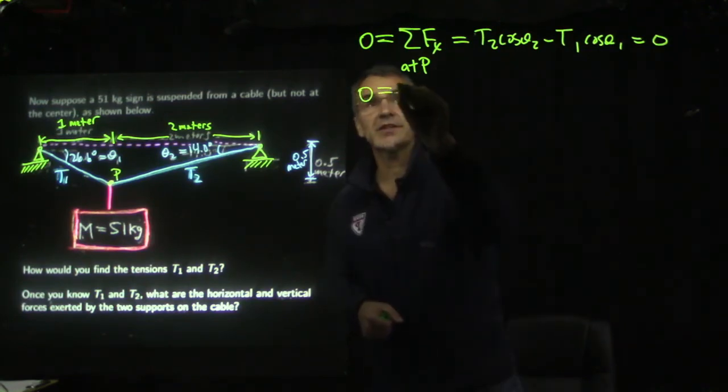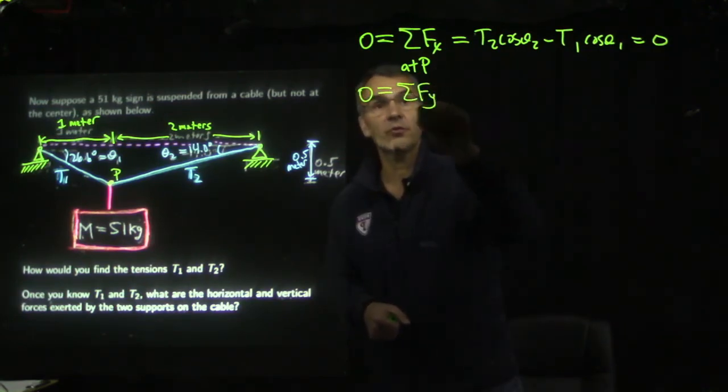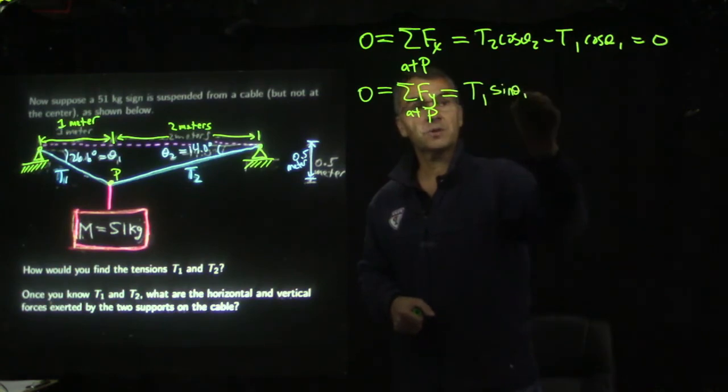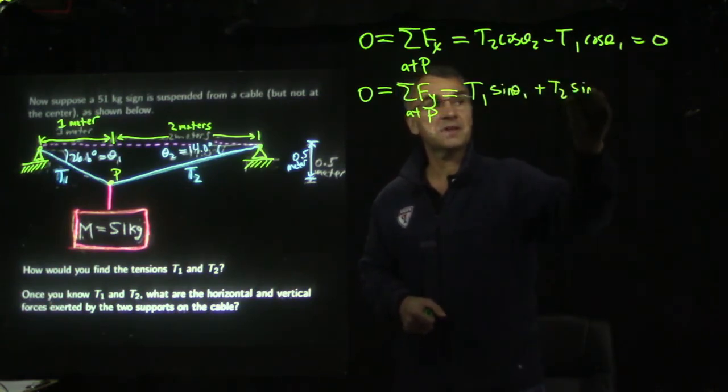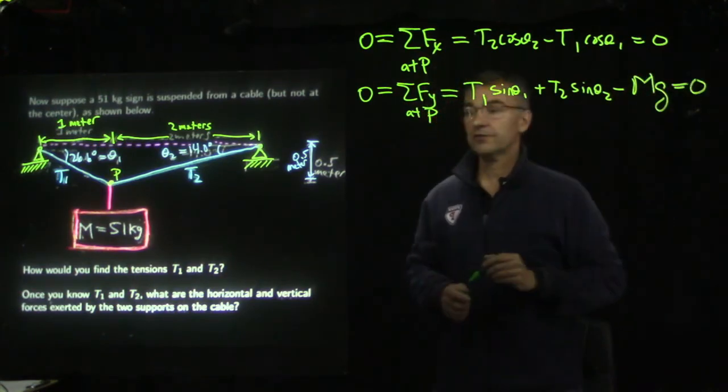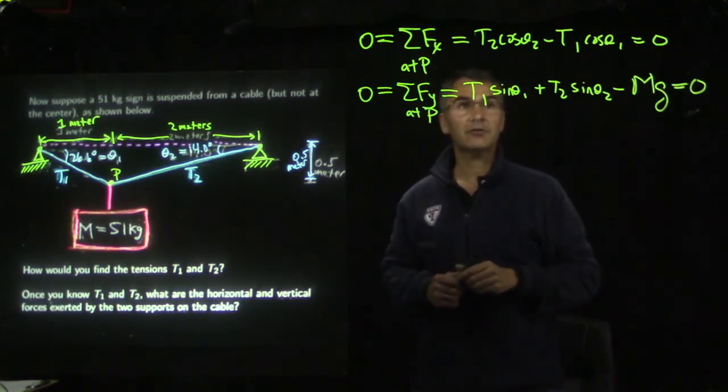The other equation is the sum of the forces in y at point P is 0. That is, let's do up minus down: T1 sine theta 1 plus T2 sine theta 2 minus big M G equals 0. So that's all you need. You have two equations and two unknowns, so we can solve for T1 and T2. It's a little bit tedious to do so, but you can do it.